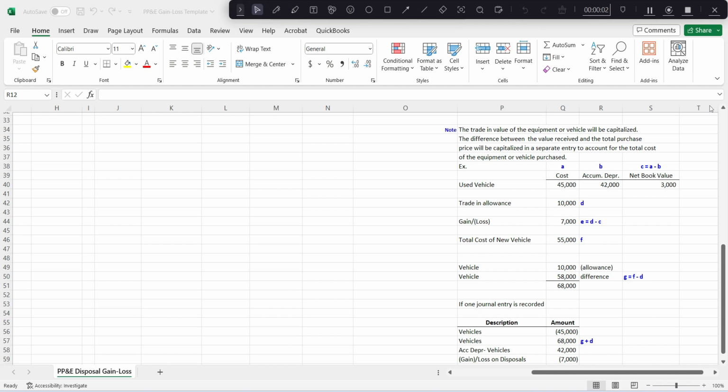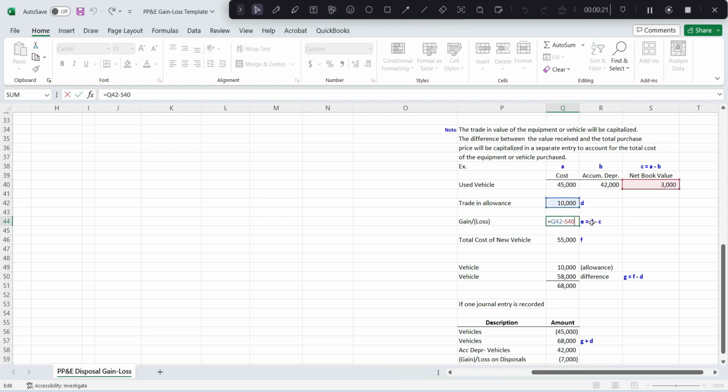Okay, so let's get into this in further detail. The used vehicle, same facts as the previous example. $45,000 was the cost. We had $42,000 of accumulated depreciation up until the time of the sale. Same net book value, trade-in allowance of $10,000. That leaves the gain of $7,000. Let's assume that this 2023 Ford F-150 costs $68,000.